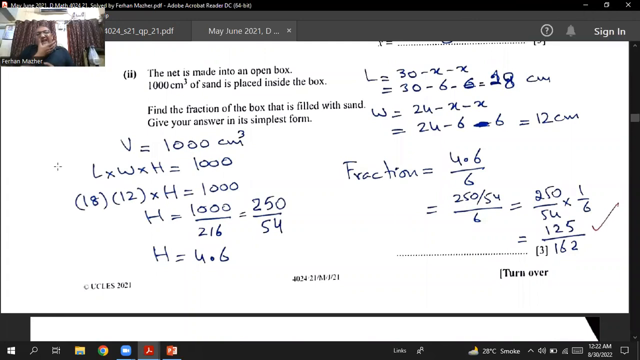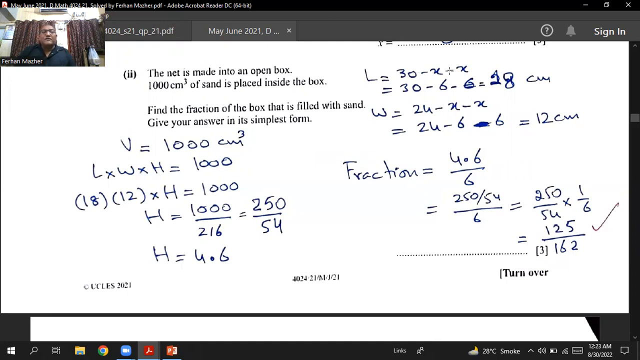So the volume of the sand which you will put into that box is 1,000 centimeter cube, and the length is 18, the width is 12, and I don't know what is the height of that sand in that box. So we will find that height will be equals to 1,000 divided by 18 divided by 12, and that will be 1,000 divided by 216, and that will be 250 divided by 54, and that the height of that sand will be 4.6.